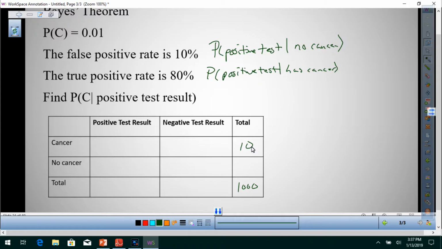The sum of the entries in this first row is going to be 10. The other 990 subjects, because 10 plus 990 is 1,000, do not have cancer. So the sum of this row is going to be 990. Among the 990 subjects without cancer, 10% can get positive results. So the false positive rate is 10%. So 10% of 990 gives me 99. We're going to put it right here, 99.